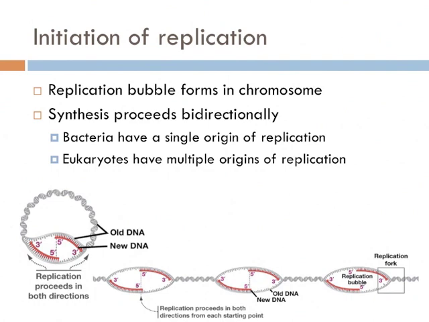DNA is replicated in replication bubbles in the chromosomes, and synthesis proceeds in 2 different directions. Since replication occurs only from the 5' to 3' direction, and since DNA is anti-parallel, synthesis occurs in both directions. Bacteria have a single origin of replication. In eukaryotes, DNA is replicated at several origins of replication. Let's look at the details of how DNA is replicated.